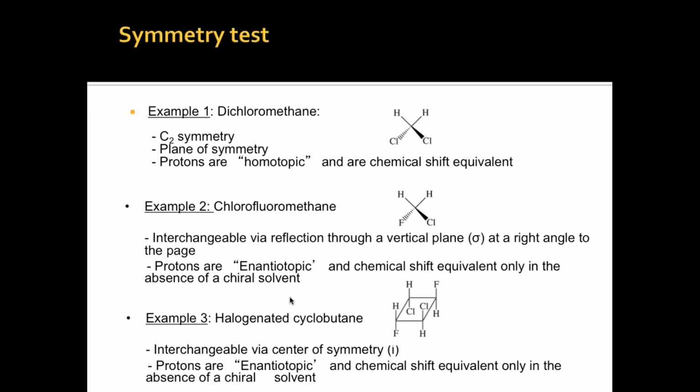For example, just a very simple example, dichloromethane. Dichloromethane, DCM, is a very common solvent in the organic lab. It has C2 symmetry because it has a plane of symmetry as well. So the protons are homotopic and the chemical shifts are equivalent. That means both hydrogens have chemical equivalence, under the same environment. Chlorofluoromethane, now they are enantiotopic because they are in different environments. They are the mirror image of each other.